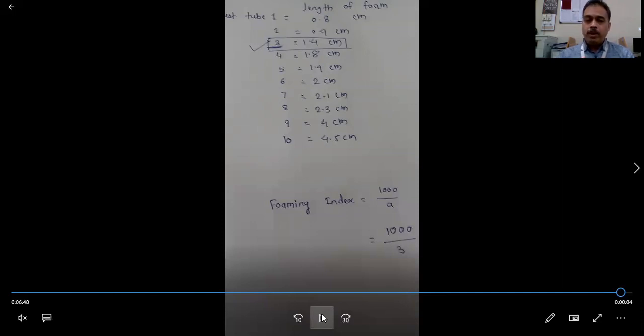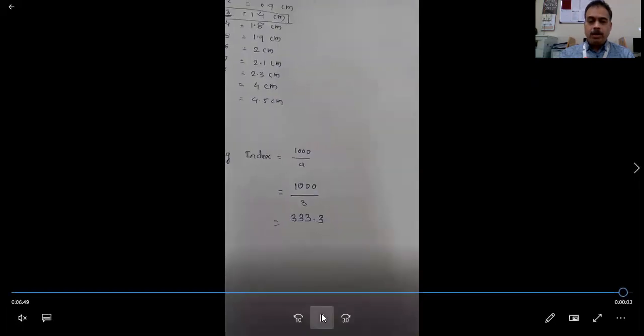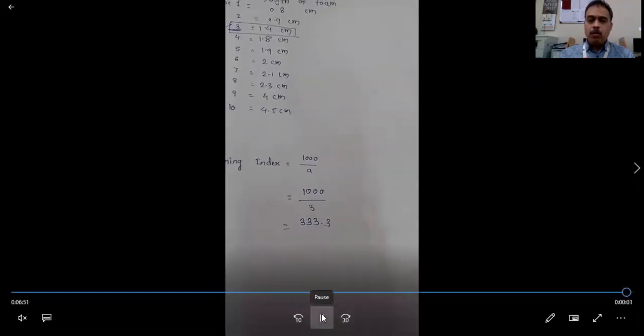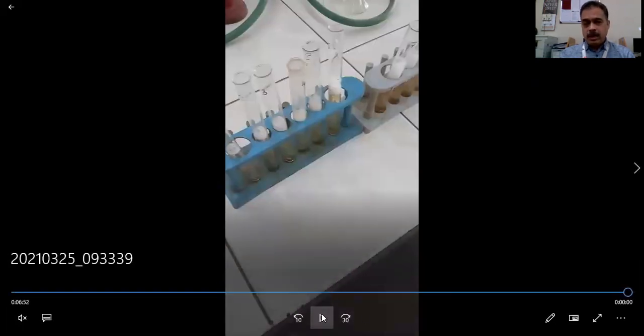So the formula of foaming index is 1000 divided by A, where A is the amount of filtrate we have added. In the third test tube, we took 3 ml of filtrate and added 7 ml of water to make it 10 ml. So 3 ml filtrate was added, so A is equal to 3. So 1000 divided by 3, the answer will be 333.3. So this is the foaming index of Shatavari powder.